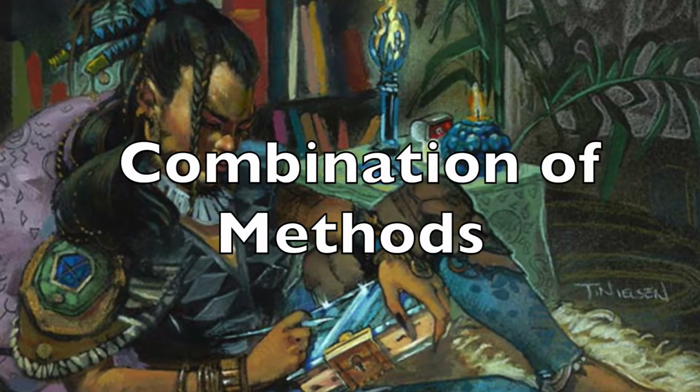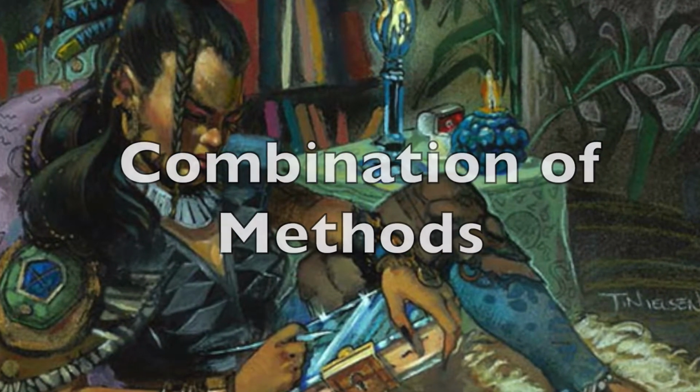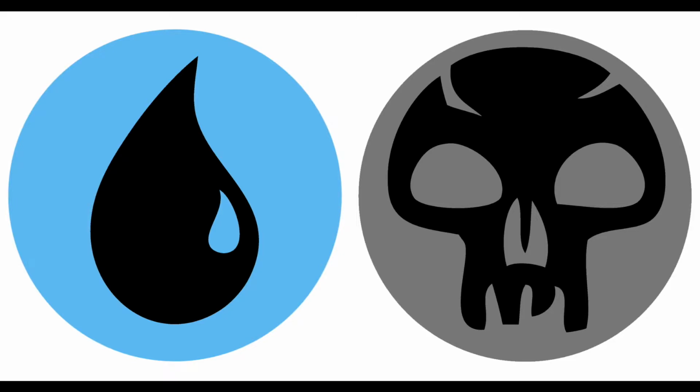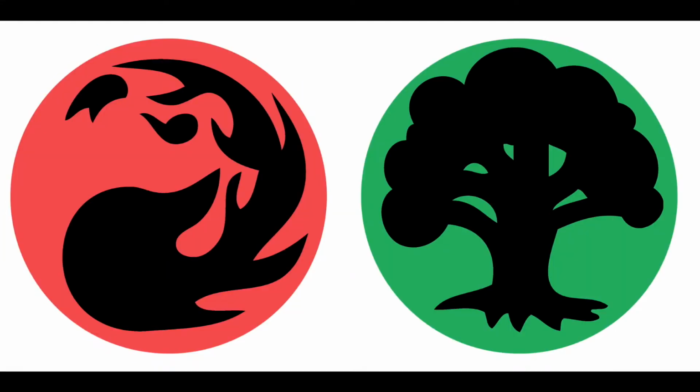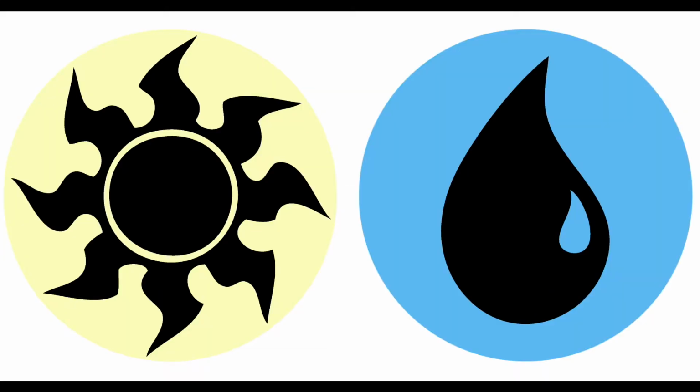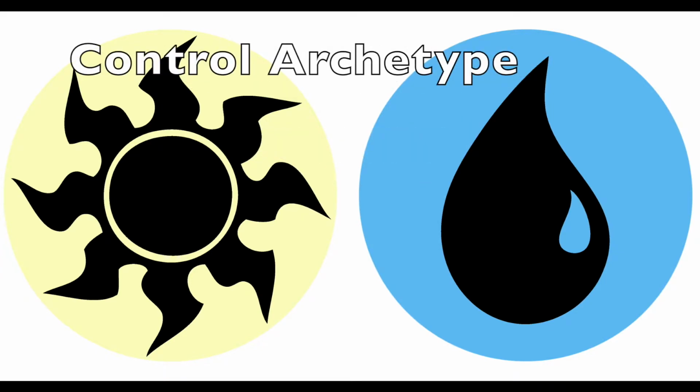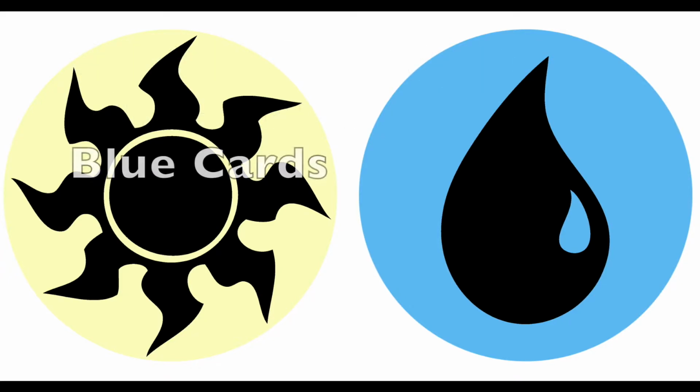In most cases, a combination of these methods are used. Most commonly, though, a deck's colors are used in conjunction with its archetype. Examples of this include blue-black mill, green-red ramp, and blue-white control. In the case of blue-white control, it got its name by being part of the control archetype and by playing white cards and blue cards.